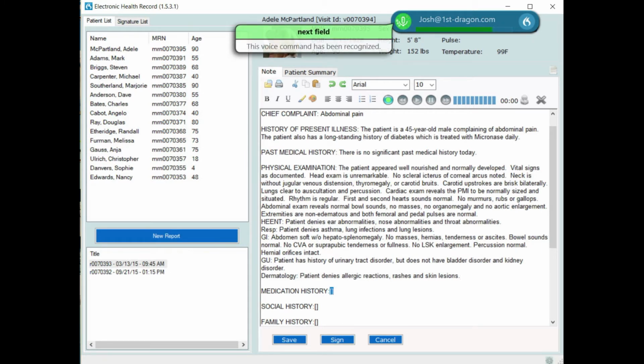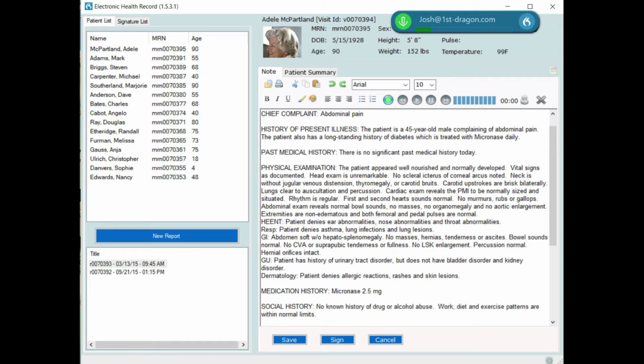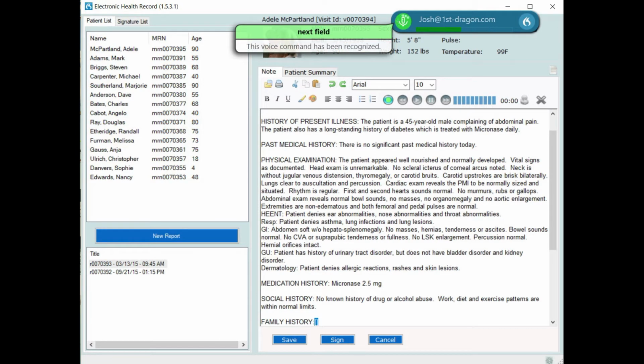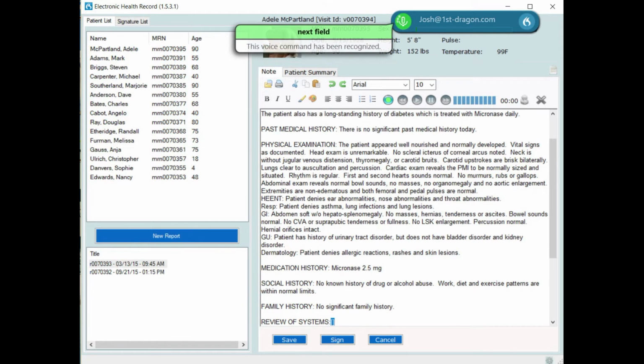Myconase, 2.5 milligrams. Next field. No known history of drug or alcohol abuse, period. Work, diet, and exercise patterns are within normal limits, period. Next field. No significant family history, period. Next field. No contributory, period. Next field.